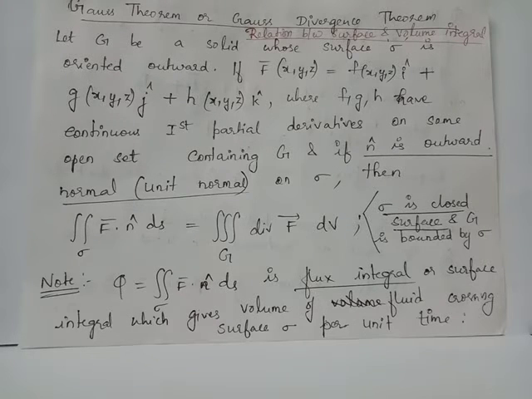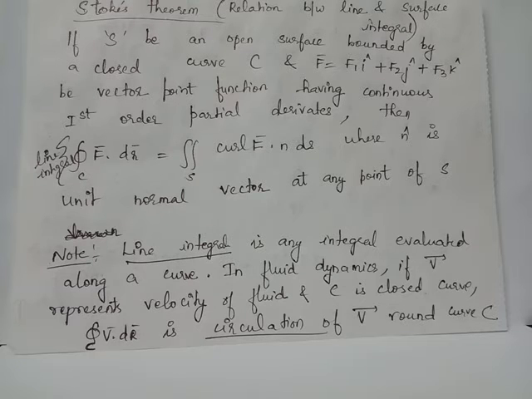Since volume increases as speed of the fluid increases, flux will be proportional to the speed of the fluid flow. Similarly, flux will be proportional to the area of the surface. In general, the flux integral is nothing but the surface integral, double integral over sigma F bar dot n into dS. Stokes theorem establishes a relationship between line integral and surface integral.